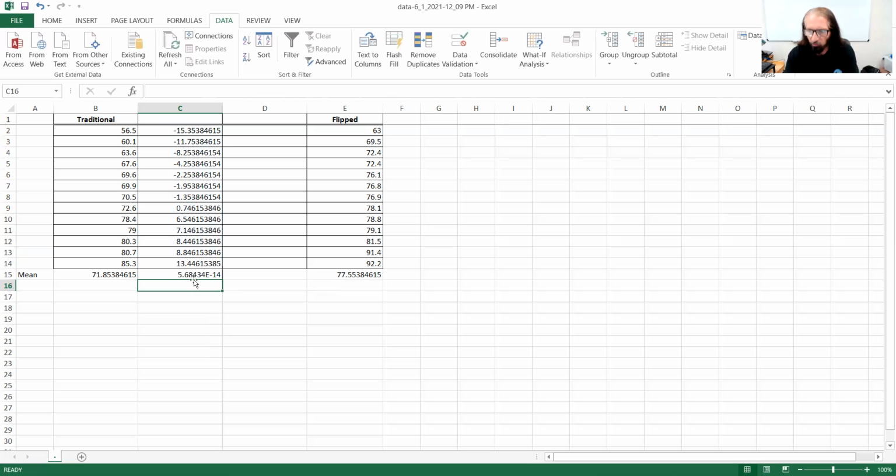Now, what this is expressing, just like on a TI, is that dividing by 13 gave us something messy when we computed the mean. There's rounding going on, and so that carries over into this column. That's saying 5.6 something times 10 to the negative 14. That's really close to 0. So it's not that an error has been made, it's that we have rounded.